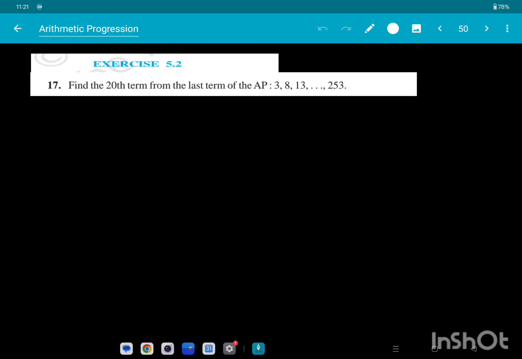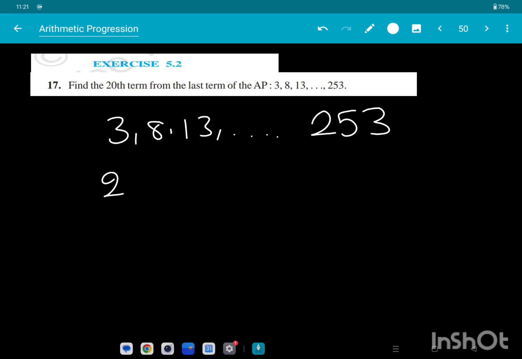Find the 20th term from the last term of the AP 3, 8, 13, ..., 253. It is very simple. So the AP is 3, 8, 13 and so on up to 253. If I write this AP in reverse, what will I get? First I will write the first term, which is 3 here. And what is the common difference? 8 minus 3, which is 5.